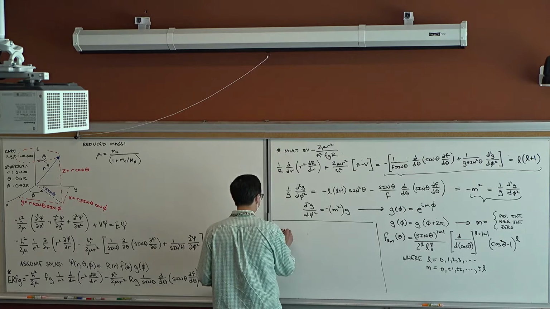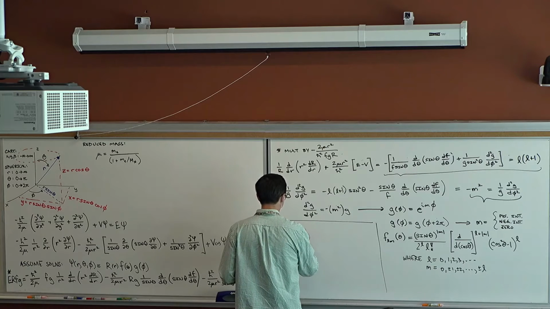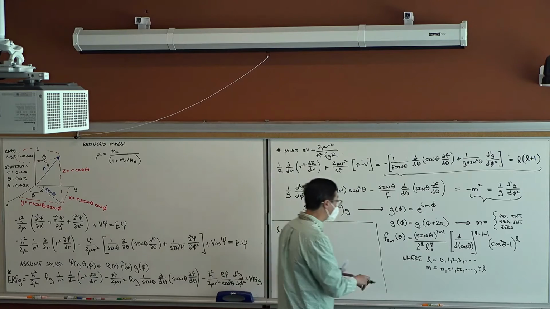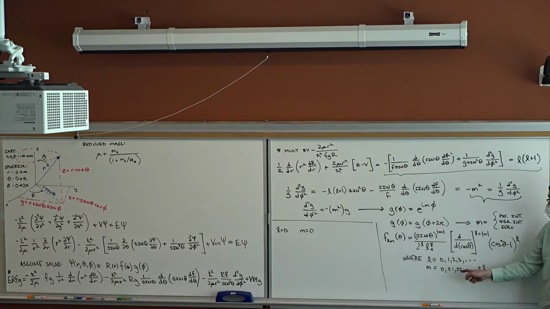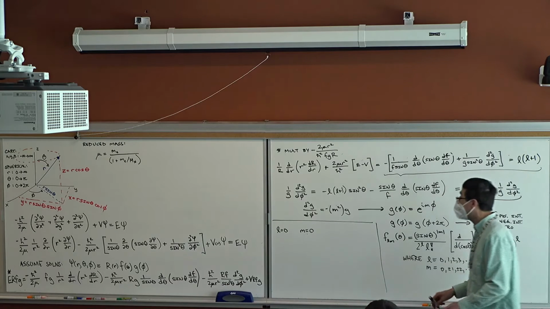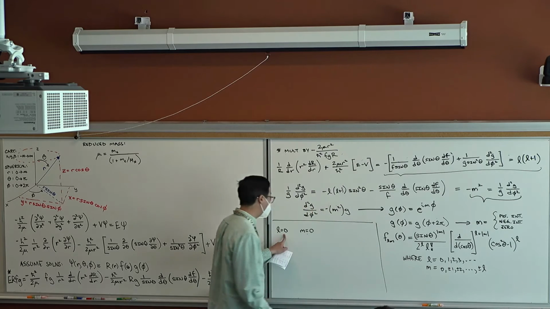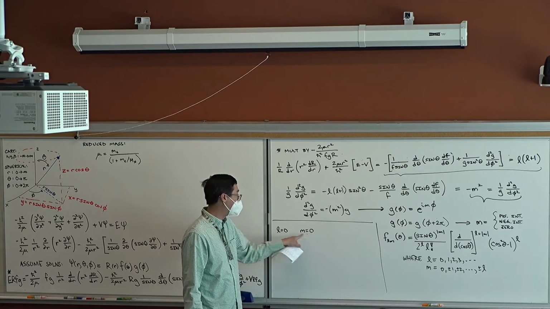So if L equals 0, then M equals 0, right? Because L goes from 0 to whatever it wants in integer steps. M goes 0, plus or minus 1, plus or minus 2, all the way up to plus or minus L. So if L is 0, M can go from 0 all the way up to 0.